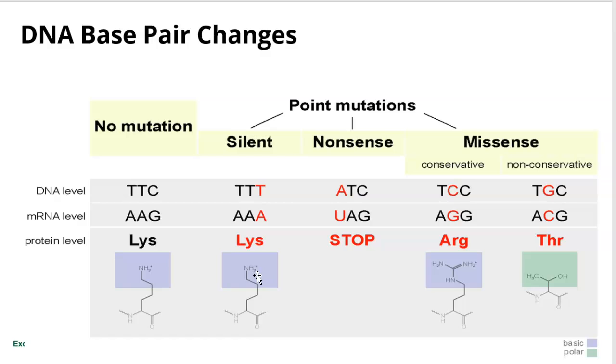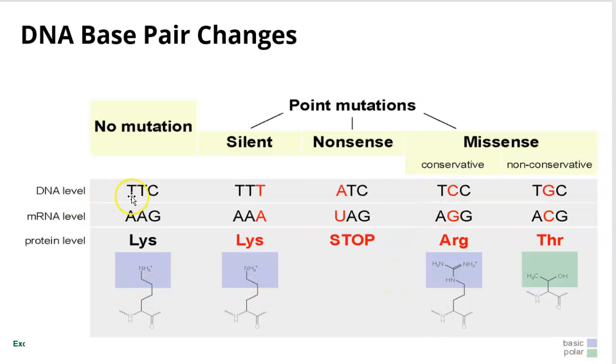When we're doing genetic testing, this doesn't even make it onto the report because nobody cares. But what if we went from TTC to ATC? Now we have a stop codon, a nonsense mutation. Or if we go from TTC to TCC, instead of lysine, we get arginine. That's a different amino acid, but the good news is they're both basic.